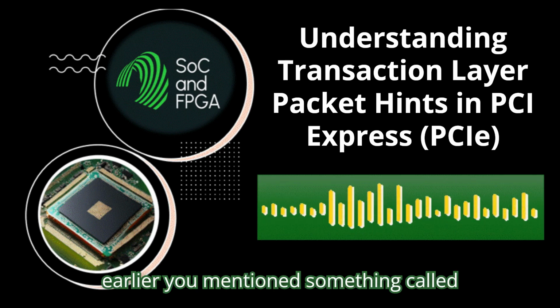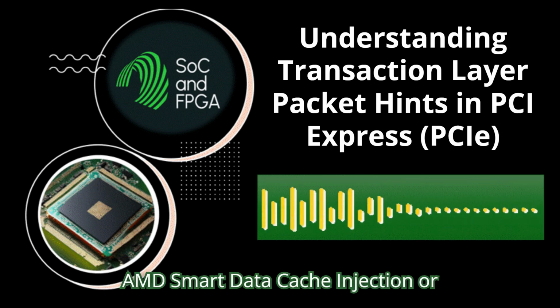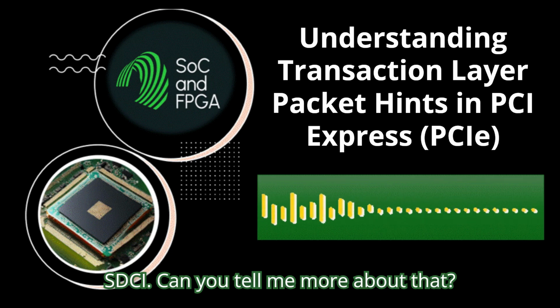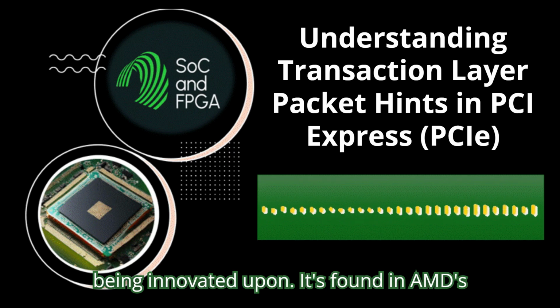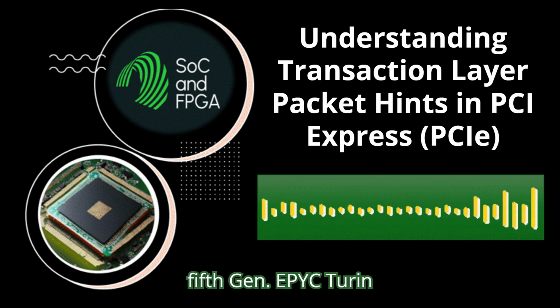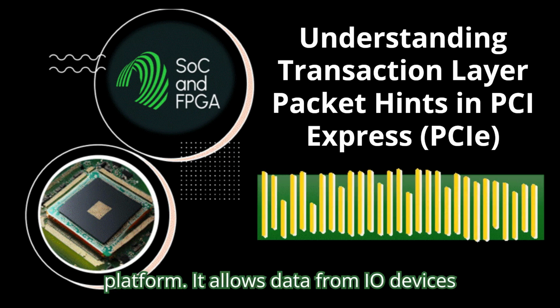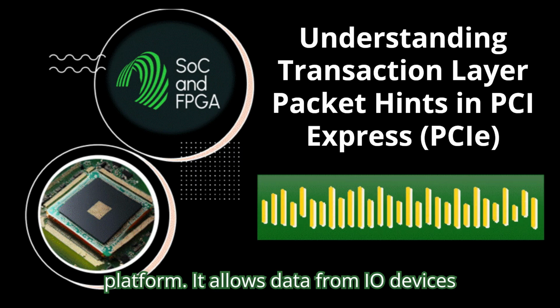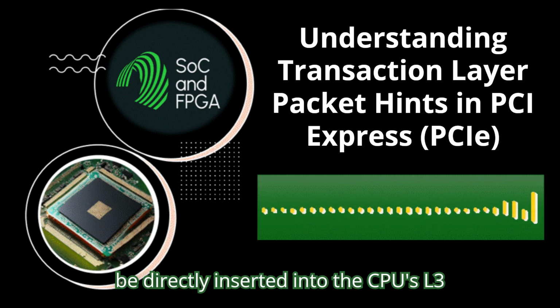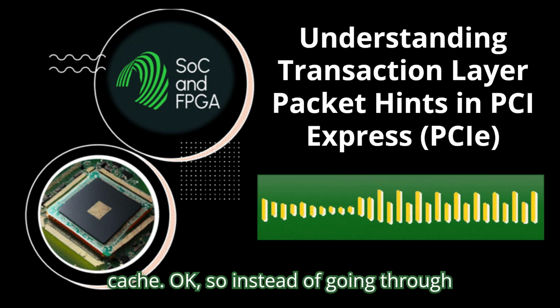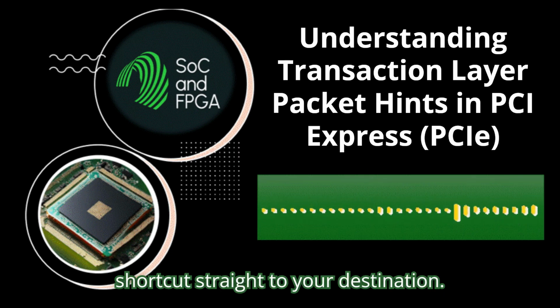You know, earlier you mentioned something called AMD Smart Data Cache Injection, or SDCI. Can you tell me more about that? SDCI is a great example of how TPH is being innovated upon. It's found in AMD's 5th Gen EPYC Turin platform. It allows data from I/O devices like network cards or storage drives to be directly inserted into the CPU's L3 cache. Okay, so instead of going through the usual route, it's like taking a shortcut straight to your destination.